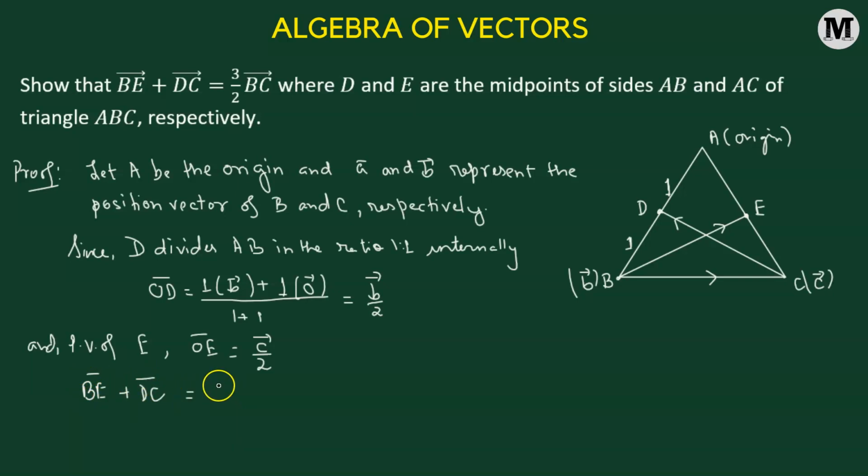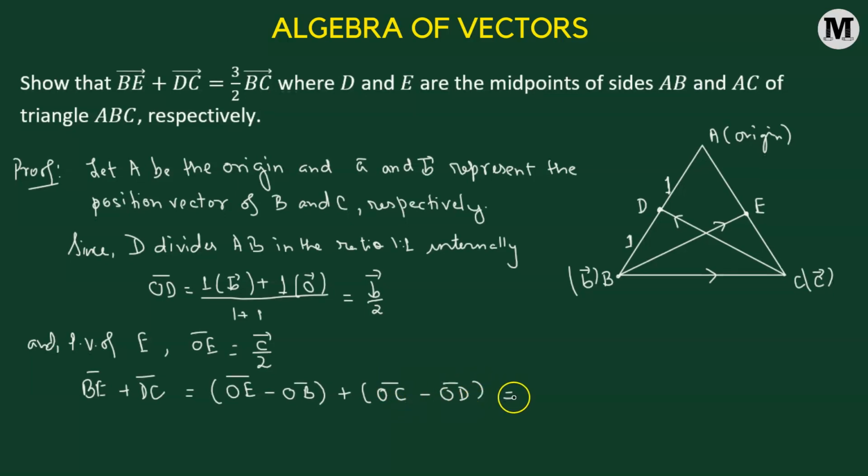Then let's now start by finding the BE vector and then adding it with the DC vector. By definition, the BE vector will be simply the position vector of point E minus the position vector of the vertex B, added to the DC vector. The DC vector will be the position vector of point C minus the position vector of the point D. So the OE vector will be C vector divided by 2 minus the OB vector, that's simply the vector B, added to the OC vector. The OC vector is C vector minus the OD vector, and the OD vector is B vector over 2.